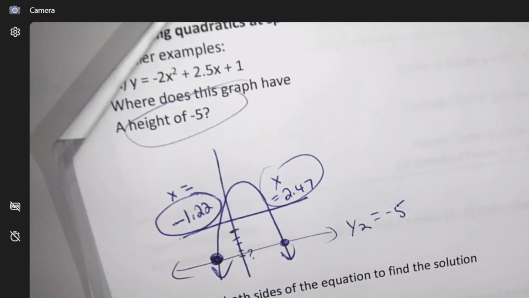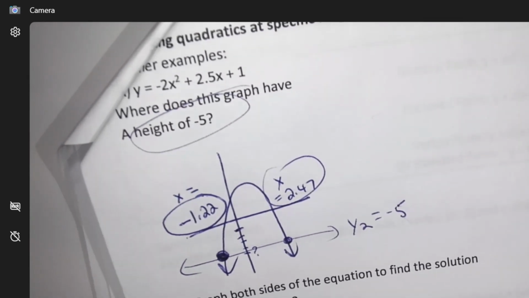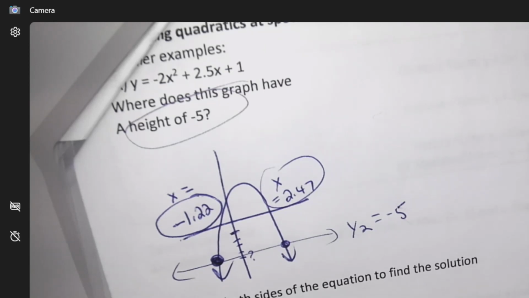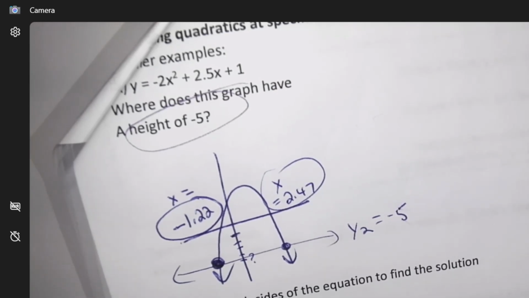So I have 2 answers to that question. Second calculate, intersection, enter, enter, enter. We're good with those? Okay, y equals, clear, clear.